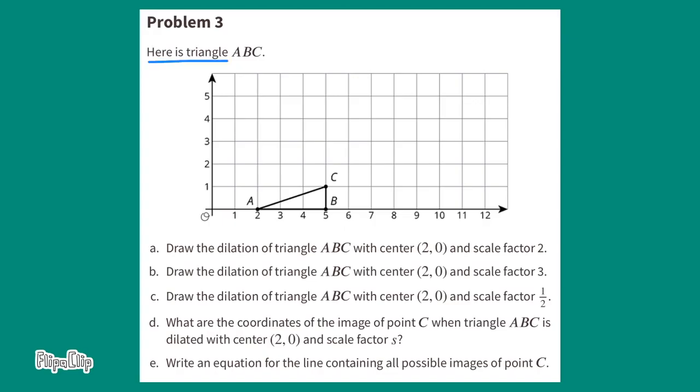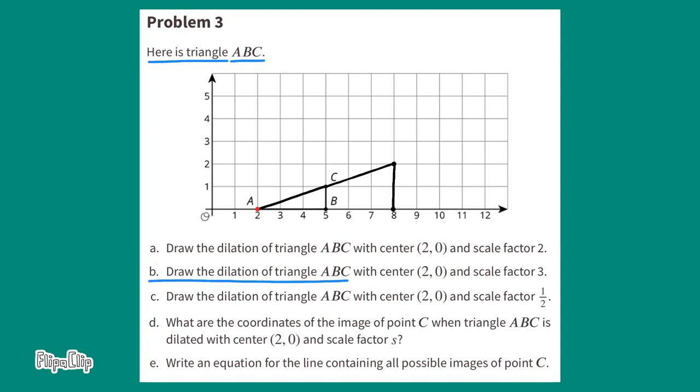Problem number 3. Here is triangle ABC. A. Draw the dilation of triangle ABC with center coordinates (2, 0) and scale factor 2. To locate the point that represents the center, you'll start at the origin and move 2 units to the right and 0 units up and place your center point. To make a dilation of triangle ABC, start at the center point and extend through point C. Since it's a scale factor of 2, each side length of the triangle will double in length.